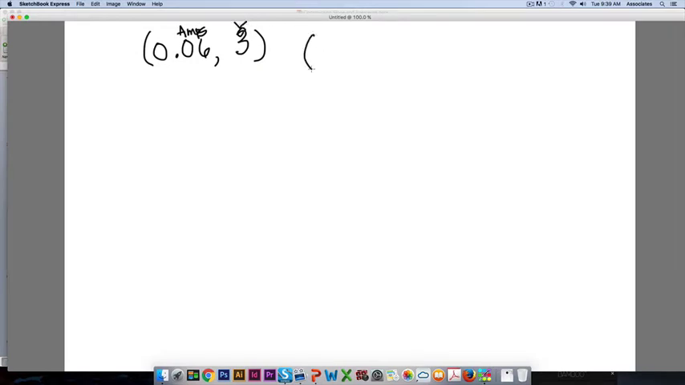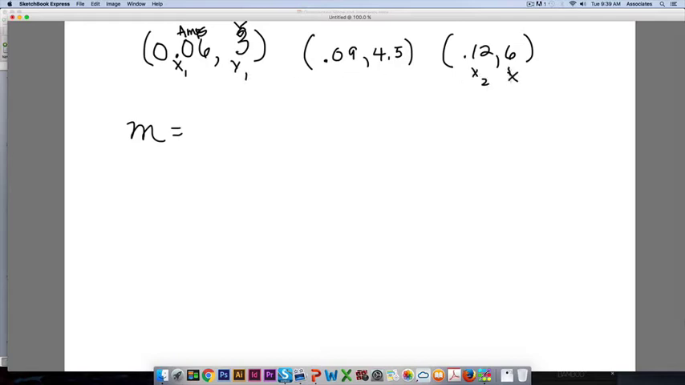The second point was 0.09, and he had 4.5 volts. The last point was 0.12, and he had 6 volts. So it doesn't matter which point you take. You can take either. I think I'll take the first and the last just to be a little bit different. So here we go. I'm going to take y sub 2, which was 6, subtract y sub 1.